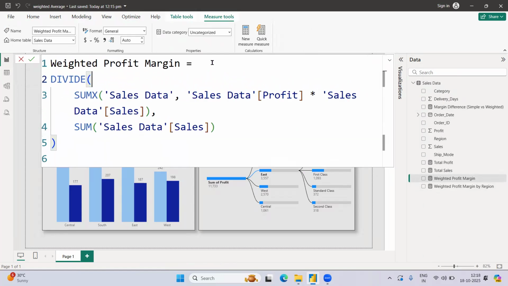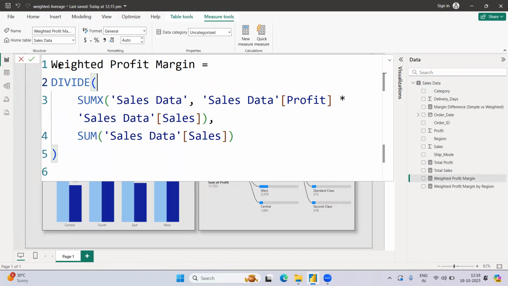This is the formula that we can use. Weighted profit margin: I've used DIVIDE and SUMX. SUMX, as you know, is used when you want to use two fields to take the product first, and after that take the sum of that. That is where SUMX comes into the picture. Then the simple sales sum, and if we take the ratio of this we will get a weighted profit margin. So I have taken profit multiplied by sales; this will be my numerator. Then by dividing it by the sales, it will give me, for a given sales, how much profit we are driving.